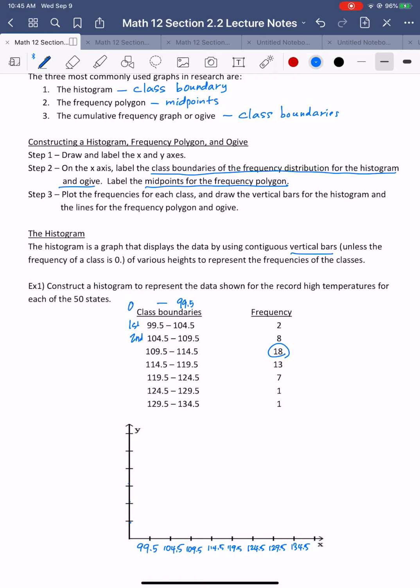3, 4, 5, 6. So I'm going to do 18 divided by 6, which is 3. So I'm going to make each interval by 3. So 3, 6, 9, 12, 15, and 18. And then that fits everything in here, right?